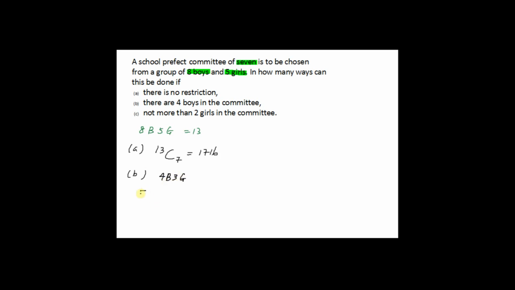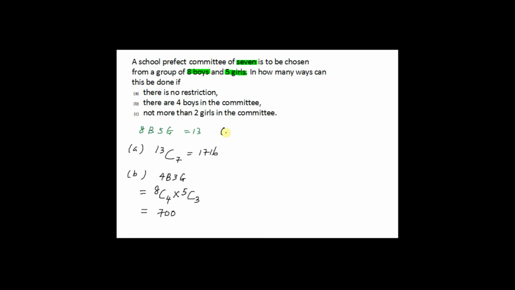So this equal to, total 8 boys, so you have 8 combination 4. That is 8 boys, you choose 4. Multiply with, you have 5 girls, you need to choose 3. This is 5 combination 3. Just press your calculator, your answer should be 700.